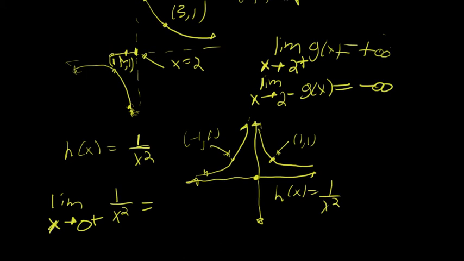We're coming in towards 0 from the right, getting closer and closer to 0, and we can see that h of x, which is 1 over x squared, is going to get bigger and bigger and bigger the closer we get to 0 coming in from the right. So we'll say that's positive infinity. Now let's see what happens. We come in from the left.